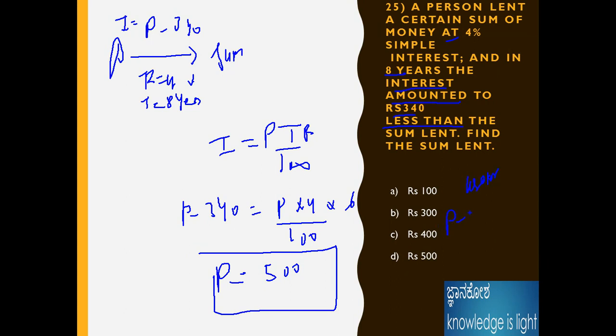P minus I is equal to, if any difference like that is coming, please use the formula. If you remember it in any of the exams, then if a problem comes like that, P is equal to I divided by (1 minus RT divided by 100). Either use this formula or else apply this logic by using a table. Okay, next problem.